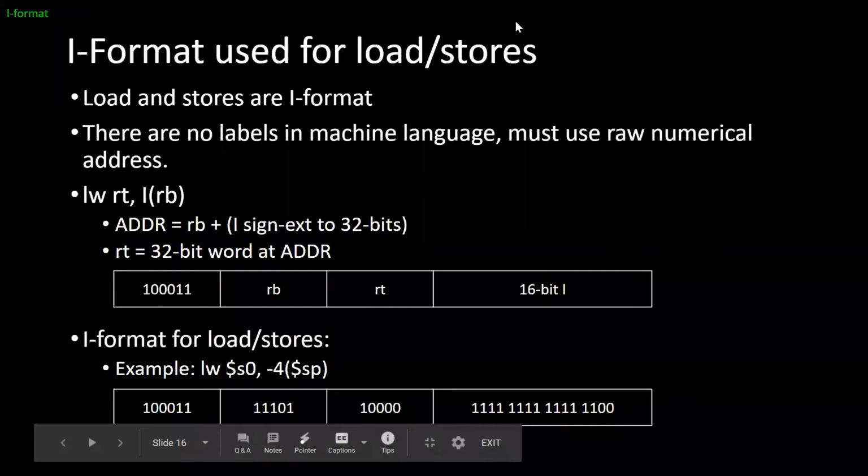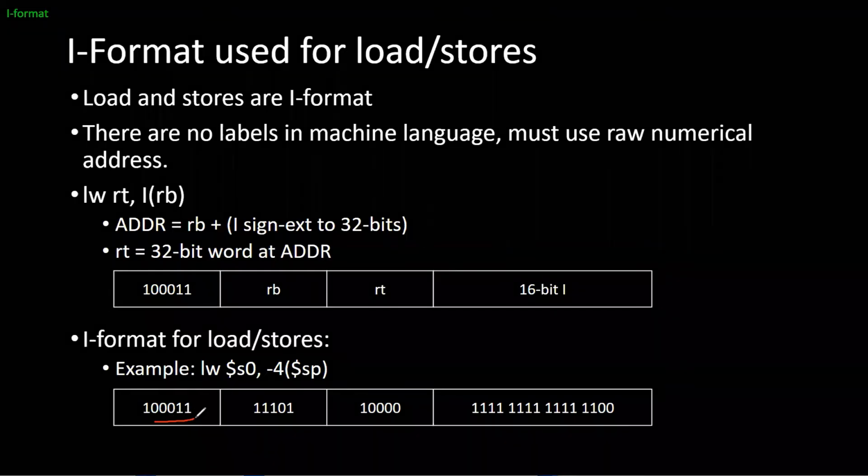So 1000, 1 1. That's basically the code for load word. And then this one is going to be the stack pointer, so you have to look up what the number is. Maybe it's like 30 or something like that. And then you're going to look at the S0, so maybe that's 16. You convert those into binary, whatever that number is.